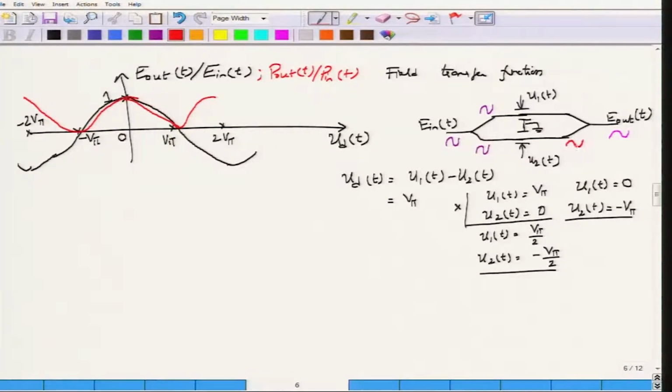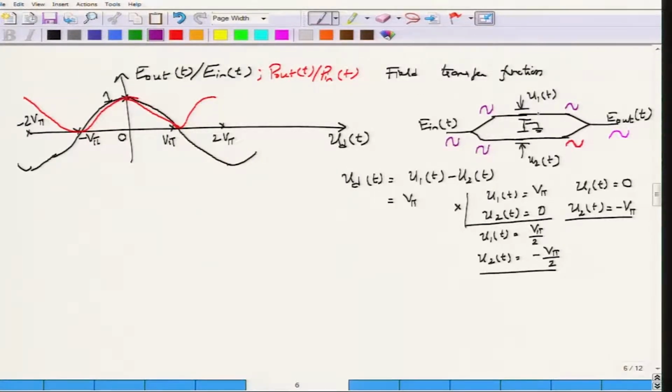Okay. So, both input and output are essentially the same signals. Let us keep this simple model in mind. Now, when you look at the top phase modulator, unfortunately that is not exactly the same. Why? While the input is this one, what would be the output of the top phase modulator when u1 of t is V pi?